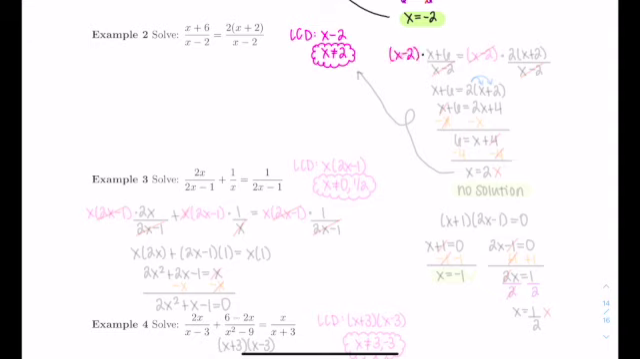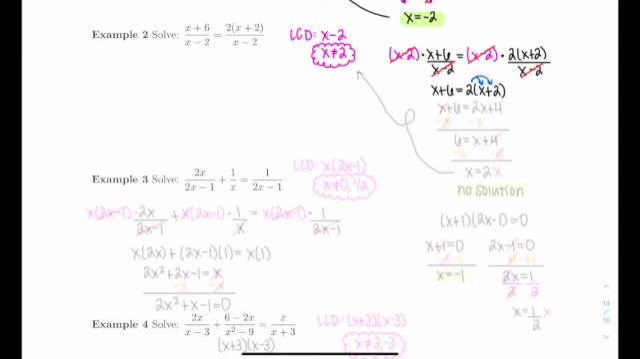So we have x minus 2 times x plus 6 over x minus 2, and I'm going to have x minus 2 times 2 times x plus 2 over x minus 2. So again, when I do this and I cross multiply, the x minus 2 and the x minus 2 cancel, and the x minus 2 and the x minus 2 cancel. And so I'm just left with the numerators in this case, which is x plus 6 equals 2 times x plus 2. Now we can solve this as we have been in previous sections.